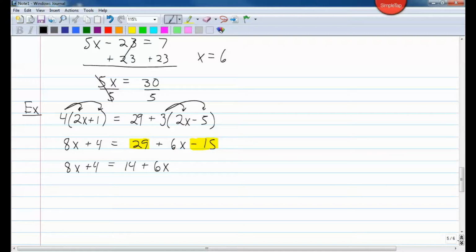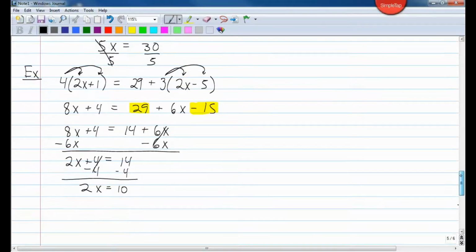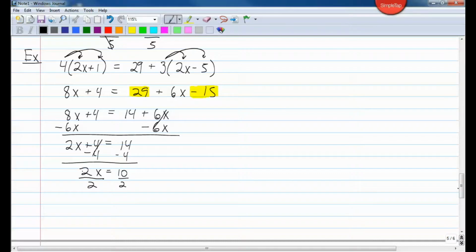Alright, now I have variables and constants on each side of the equation. I am going to move my variables to the left side and my constants to the right side. Since this is a plus 6x, I say minus 6x to both sides. So that's 2x plus 4 equals 14. Now I'm going to move my constant over to the right side. So that's 2x equals 10. Divide both sides by 2. And I get x equals 5.